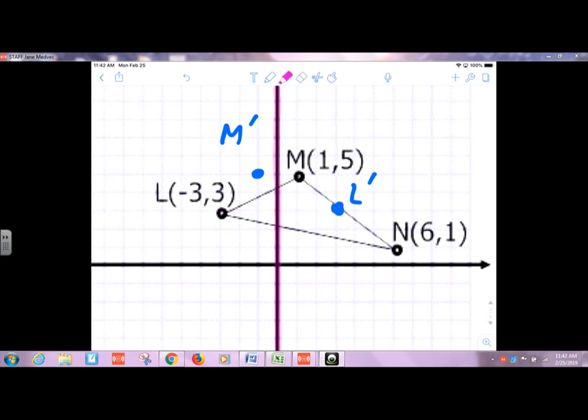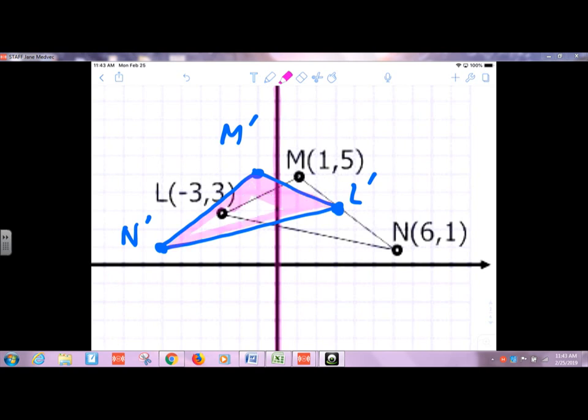And then I'm going to look at my N. N is 1, 2, 3, 4, 5, 6, so 6 in the other direction. I'm going to put my point, and then erase that because I think it's confusing if I don't. I'm going to label this N prime. Now I'm going to connect those sides, and I'm going to shade in my figure, because that's my final answer.